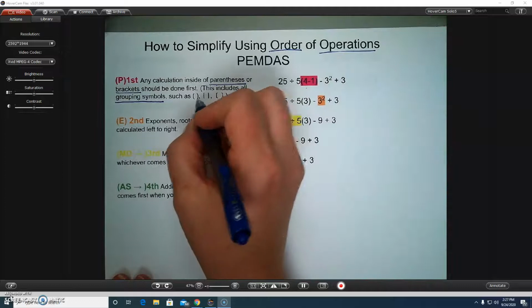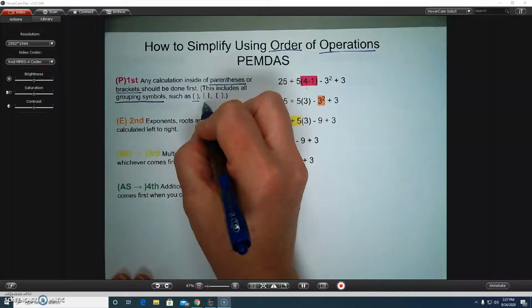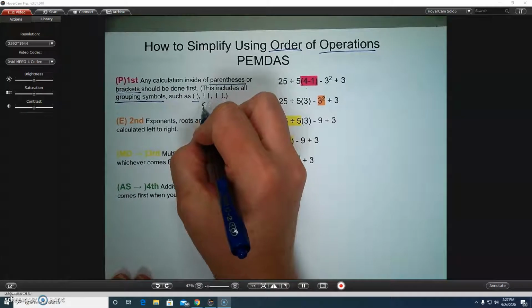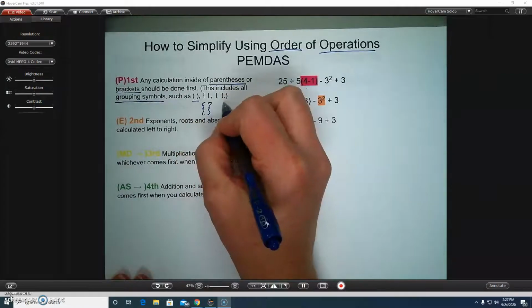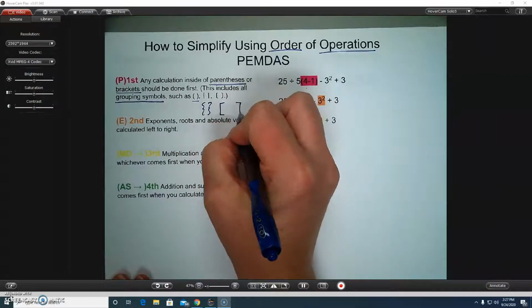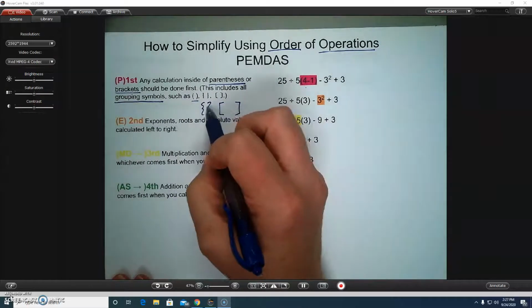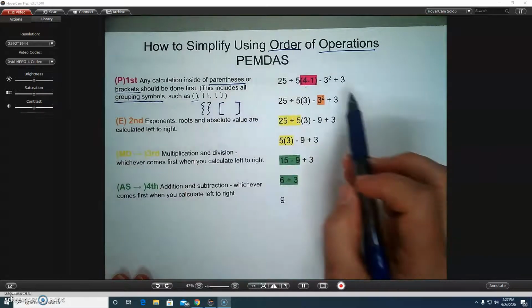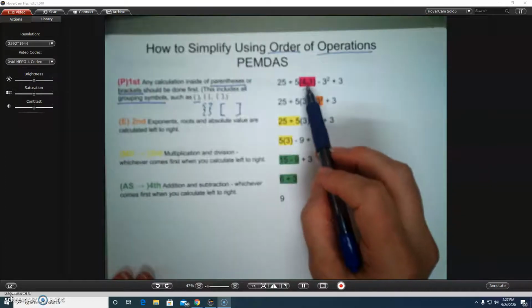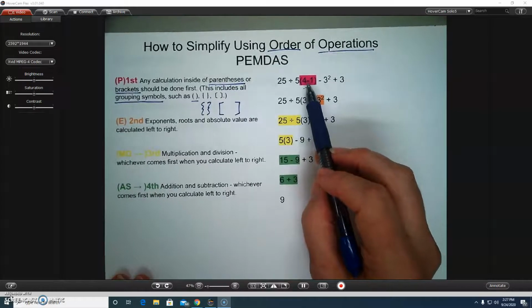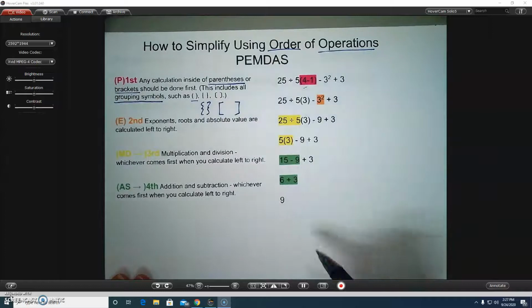So these can look like parentheses. They can be these right here that look like this. I'm going to draw them a little bigger. The brackets look like that. So these are all grouping symbols. So if there's something occurring inside of these that is an actual operation, addition, subtraction, multiplication, division, or exponents, I need to take care of that first.